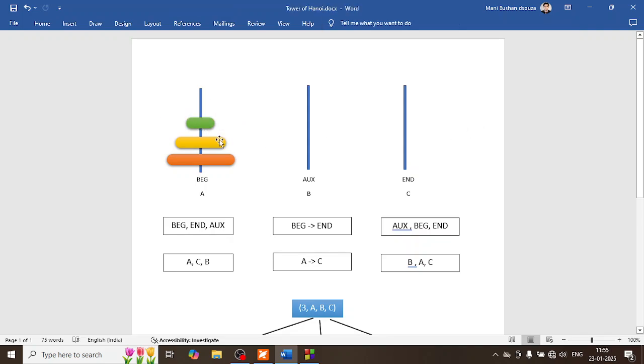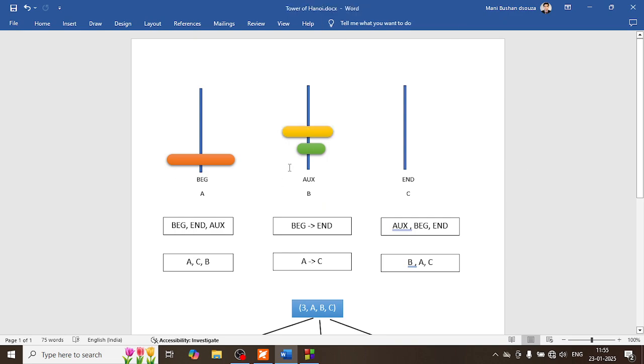In other words, I cannot move this disk directly to the other side. That is not allowed. If I want to move this one, I have to see to it that the top one is moved first, and then this has to be moved elsewhere. The next rule is that when you are moving, you can make use of an auxiliary or temporary pole to keep a disk temporarily. But at any time, either at the end or in the auxiliary pole, you cannot have a larger disk sitting on top of a smaller disk.